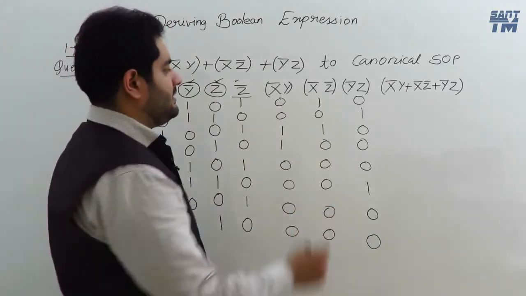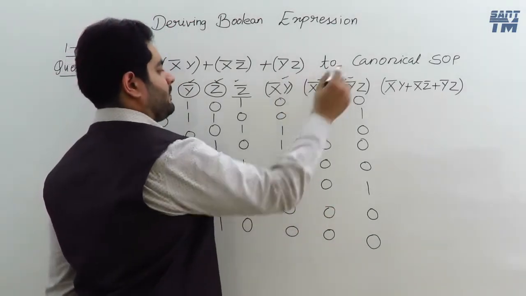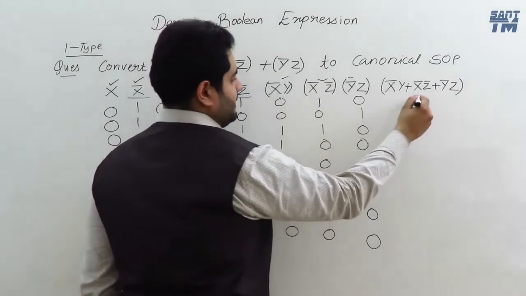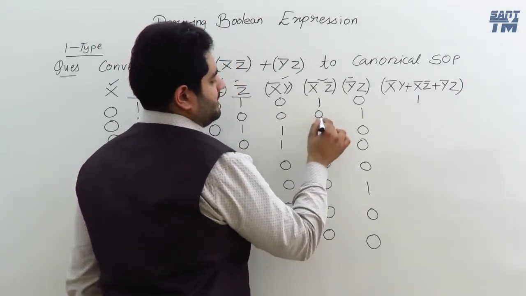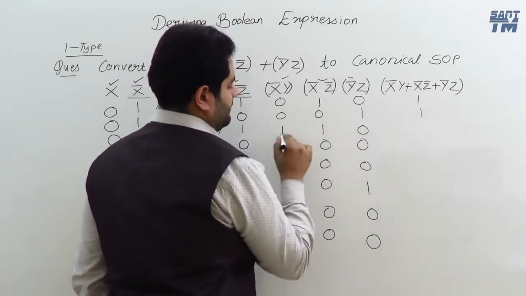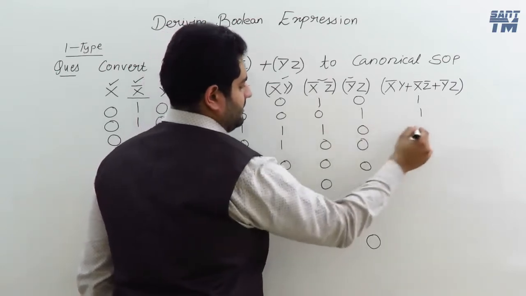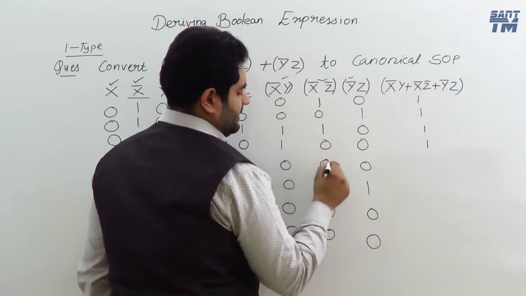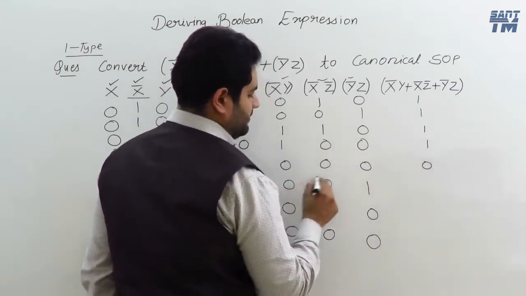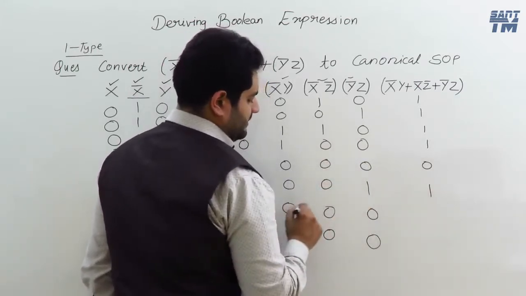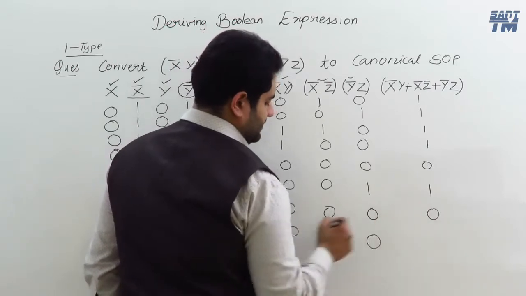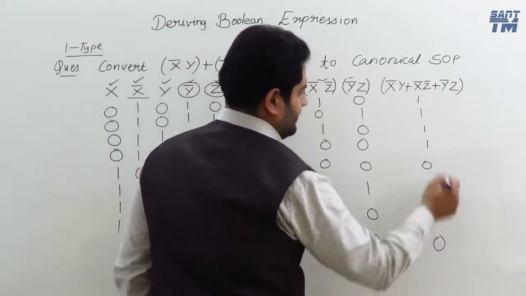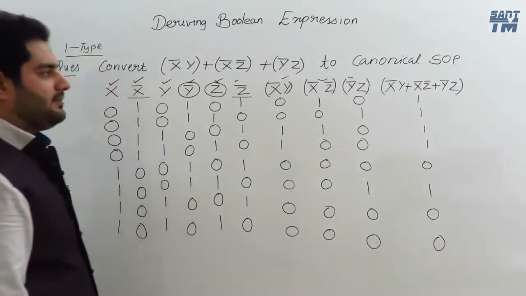Now this column is the addition of these 3. 0 plus 1 plus 0 will be 1. 0 plus 0, 0. 0 plus 1, 1. 1 plus 1, 1. 1 plus 0, 1. 1 plus 0 plus 0, 1. 0 plus 0 plus 0, 0. 0 plus 0 plus 1, 1. 0 plus 0 plus 0, 0. So this is our final expression.